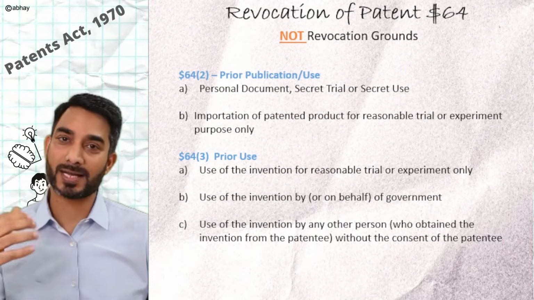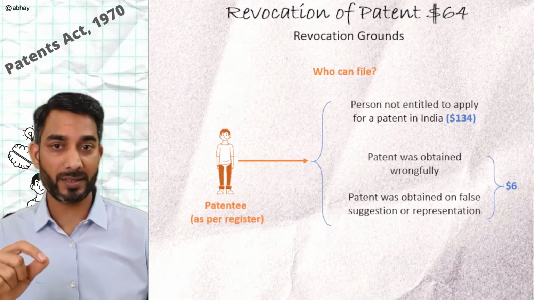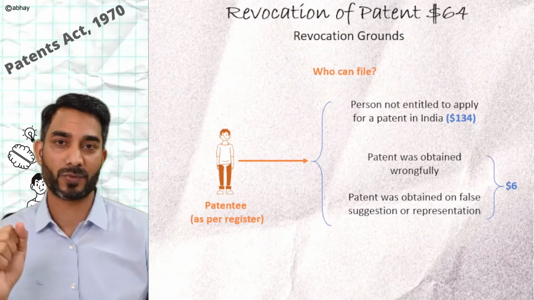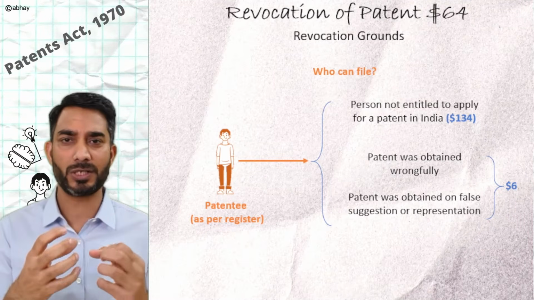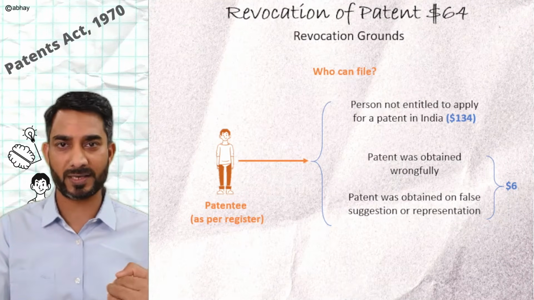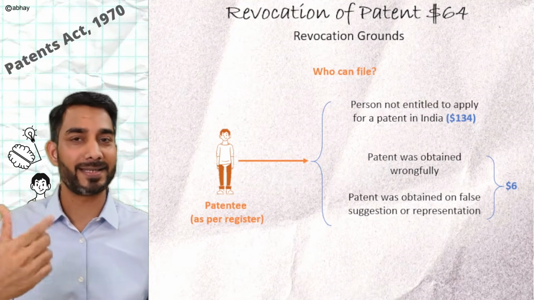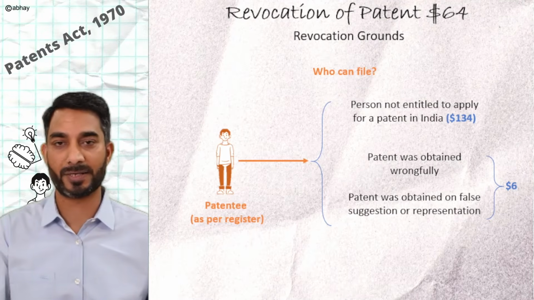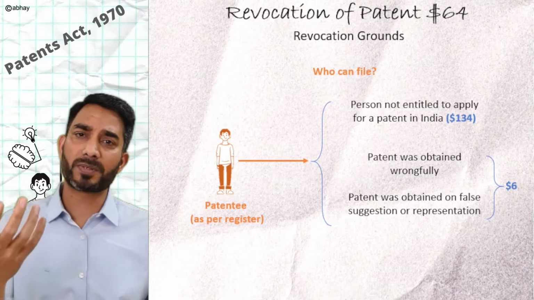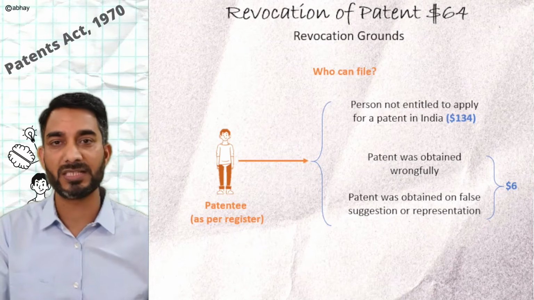Moving on to another ground which relates to who is the applicant for the patent application. We can evaluate if the applicant is entitled to file an application in India as per section 134, which deals with reciprocity of rights. If another country doesn't provide similar privileges to the Indian resident as they provide to their own citizen, then citizens of those countries are not entitled to file an application with the Indian Patent Office. Similarly, if the patent was wrongfully obtained or was obtained on false representation, we can evaluate the patentee or the applicant with these three requirements.